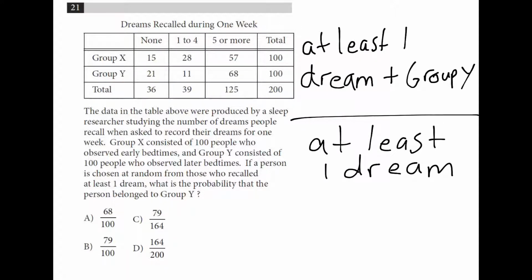Another way to think of this is that on the top of my fraction, I'm going to include all of the people that had at least one dream and were in group Y. On the bottom of the fraction, I'm going to include all people that had at least one dream. So if we look at our different categories, none does not fall into at least one dream. But both 1 to 4 and 5 or more do.